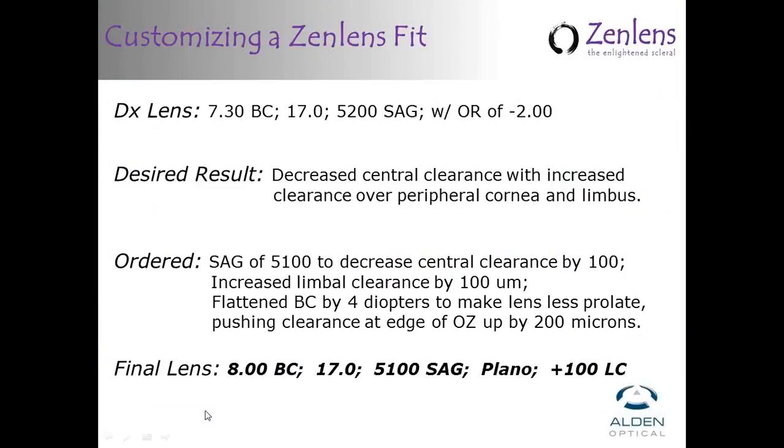So in this case, what we did, we ordered the lens with about 4 diopters flatter. His over-refraction was a -2 over the -4 lens, so over the -2 diagnostic lens, which would have yielded a -4 total. Since we flattened the base curve 4 diopters, it actually brought the lens power down to plano. The original central sag was 5200, so we ordered it with 5100 to bring that down. Flattening the base curve, of course, put the peripheral curve back up, and we added that 100 microns to the limbal clearance. So a lot of moving parts.